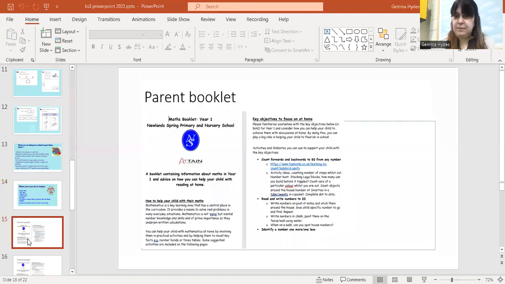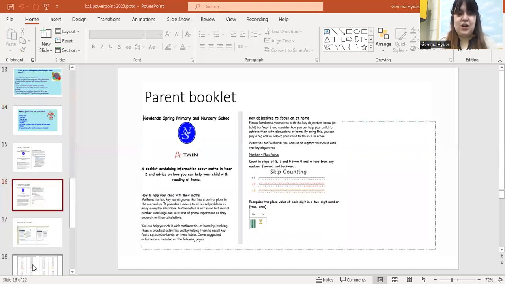So here's an example of the parent booklet that you will be receiving very shortly. So this is the year 1 version. If there is a picture on the booklet, please click on it because hopefully that will take you to a game or resource that you can use. And here is an example of the year 2 booklet as well. So as you can see, there's a picture here and that will be hyperlinked and that will take you to some support for that.